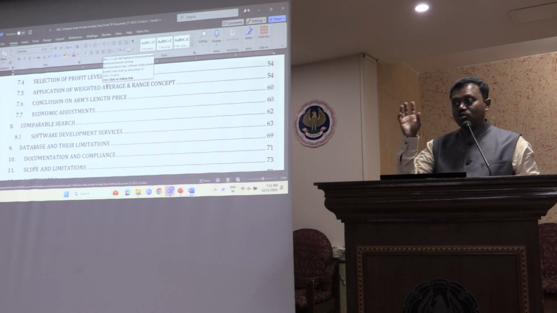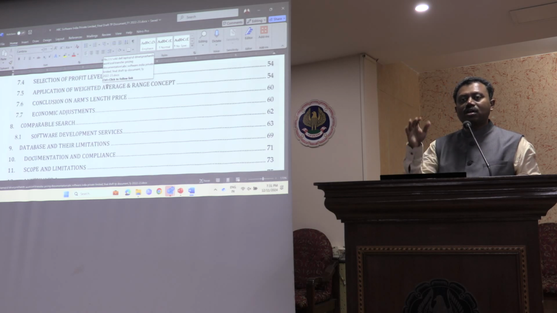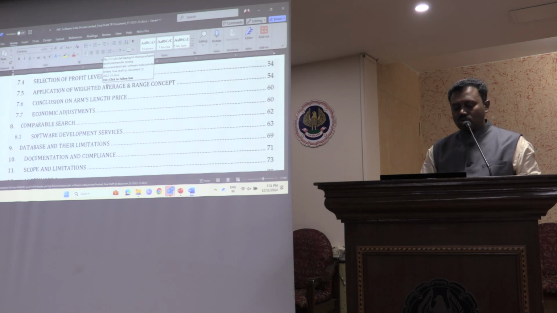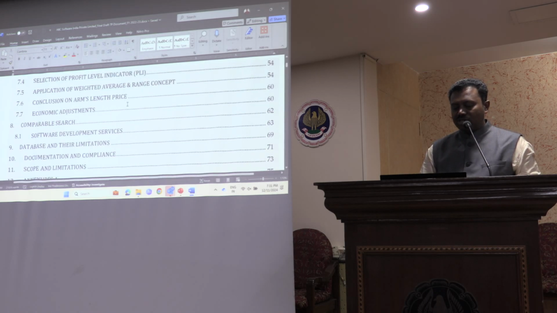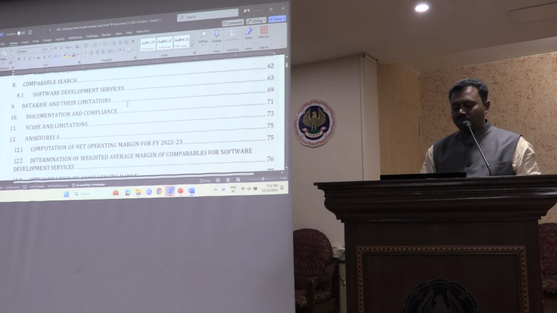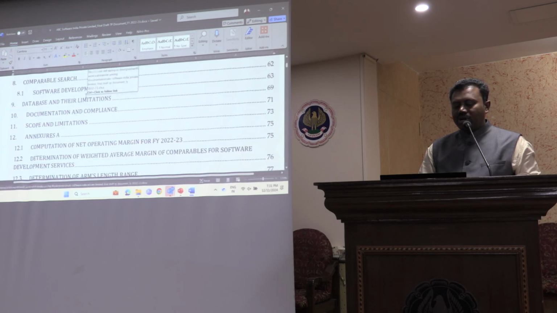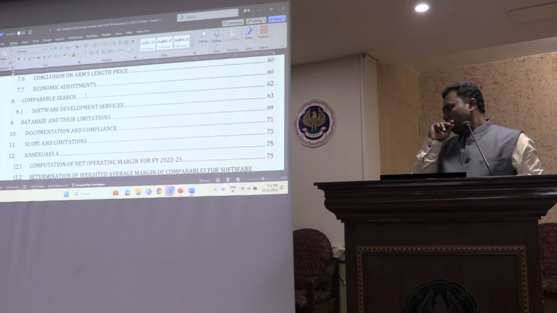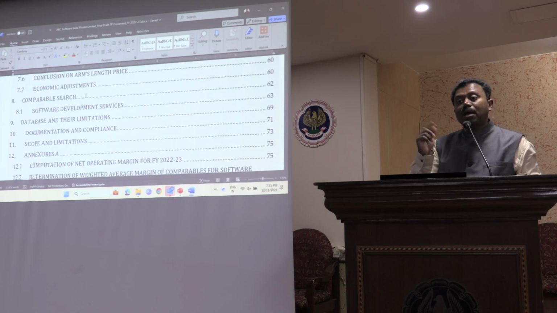So the profit level indicator is that. It can be operating profit, it can be gross profit. Next, application of the weighted average range concept, arm's length price, and economic adjustments. Economic adjustments are again risk adjustments, functional adjustments, asset adjustments, working capital adjustment.